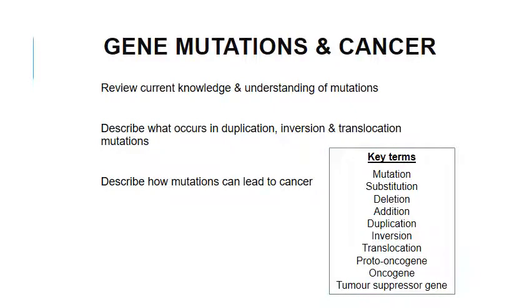In this video, we're going to have a look at gene mutations and how they can result in cancer. Before we start, we'll do a bit of a revision of your current knowledge and understanding of mutations. You should know about substitution, addition, and deletion types of mutation, and we're going to add to that duplication, inversion, and translocation mutations. Then lastly, we're going to look at how mutations to certain genes can lead to cancer.